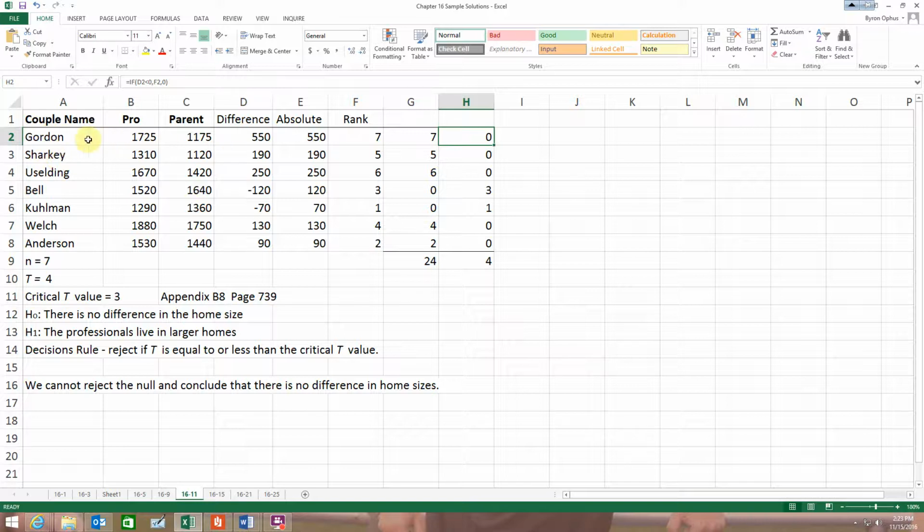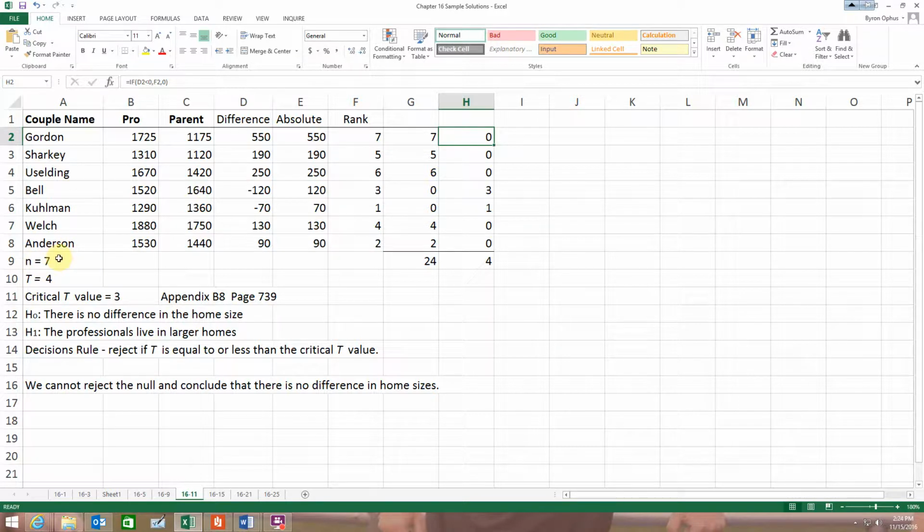So anyhow, it says, can we conclude that professionals live in bigger homes than their parents do? Okay, and so we compare the square feet sizes of their homes, right? First, we have to say, how many usable pairs are there? In this case, it's just the number of people, right? We need the pairs to figure out what our n is. So I got 1, 2, 3, 4, 5, 6, 7. So my n is 7.